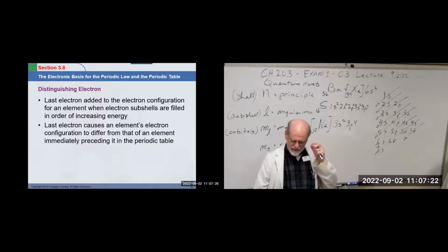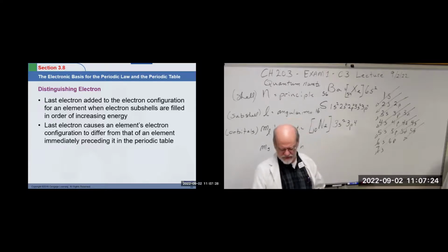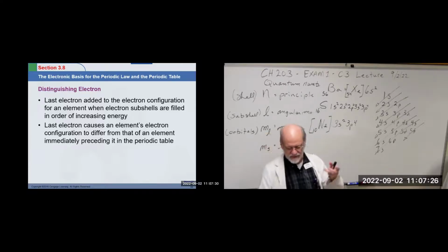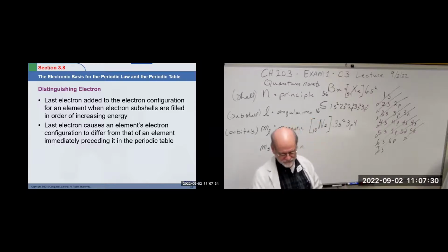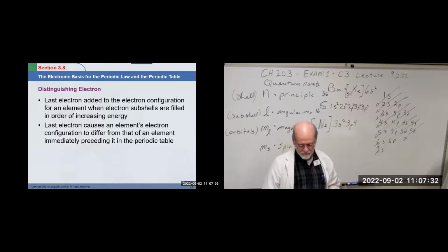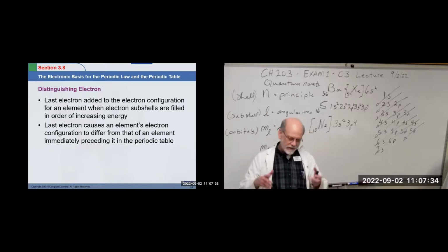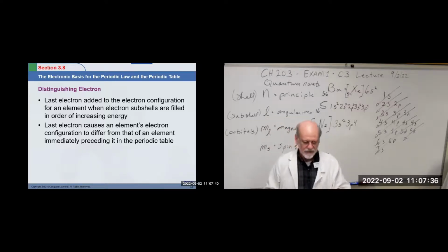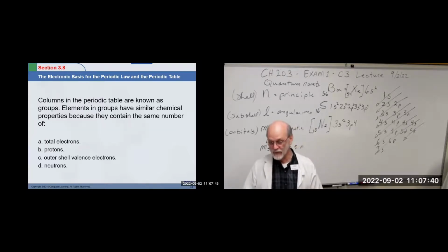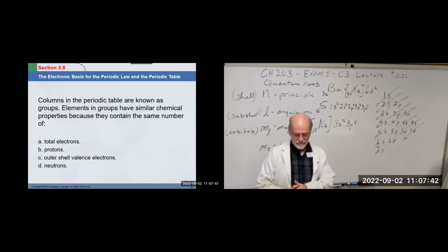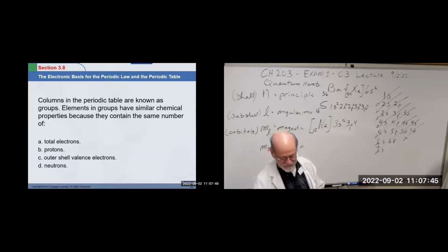I'm not sure what they're getting at with the distinguishing electron. It's just the last electron you add when you're building your configuration. Okay, I see what they're getting at. It's got one more electron than the one before it. That's, big deal. I guess the authors needed to fill in 2 or 3 pages, so they invented something.